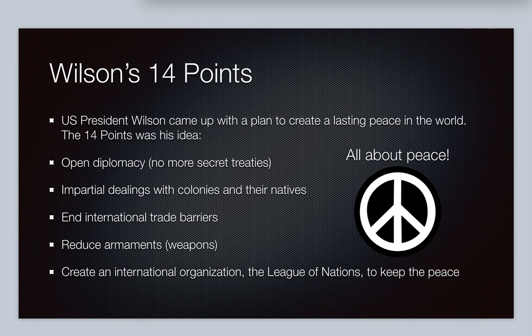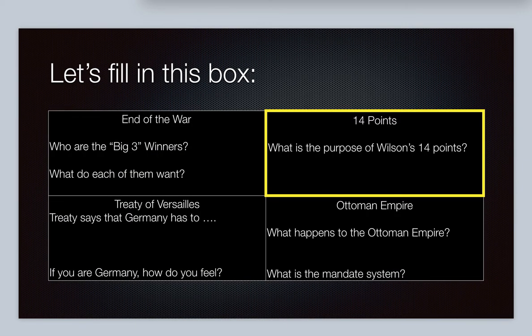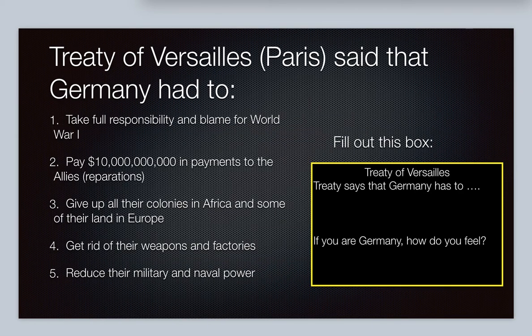So we'll talk about the League of Nations a little bit more in just a second, but I want you to understand that the 14 points is all about peace. So let's fill in that box in the top right-hand corner. The purpose of Wilson's 14 points was to keep peace by removing militarism, alliances, imperialism, and nationalism, because those were the four causes of World War I, and he wanted to eliminate them so that there would be peace throughout the world.